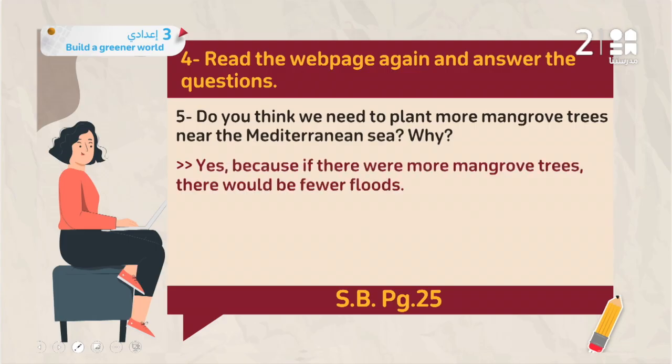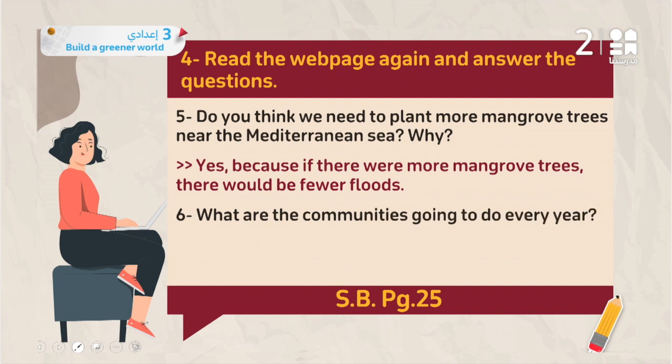I can say that yes, we need to plant more mangrove seedlings or mangrove trees along the Mediterranean Sea because there would be less floods if we had more mangrove trees. فده رأيي لكن أنا بطلع رأيي من المعلومات اللي عندي في الباسج. يبقى yes because if there were more mangrove trees there would be fewer floods. هيبقى في فيضانات أقل.